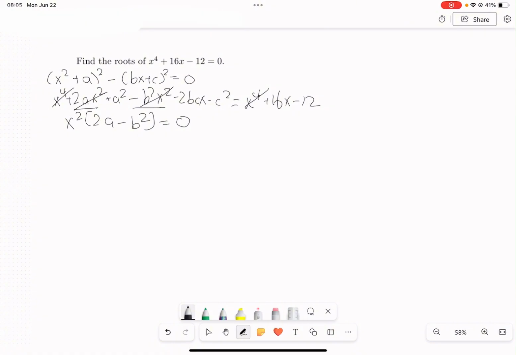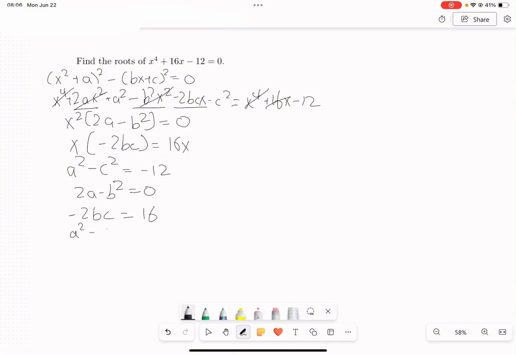And then for the x term, we only have a single term, so negative 2bc equals 16. And for the negative 12 term, that's just a squared minus c squared, because those are the only constant terms here. From here, you can get the three equations: 2a minus b squared equals 0, negative 2bc equals 16, and a squared minus c squared equals negative 12.